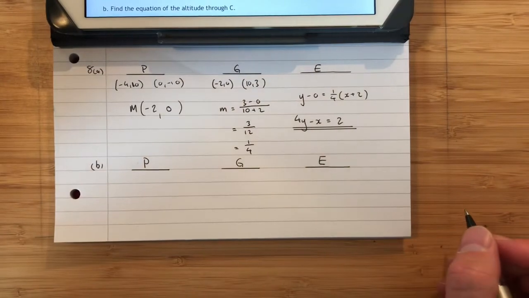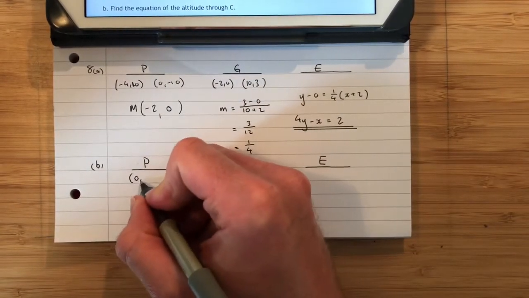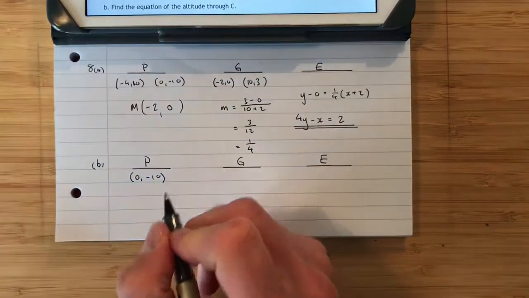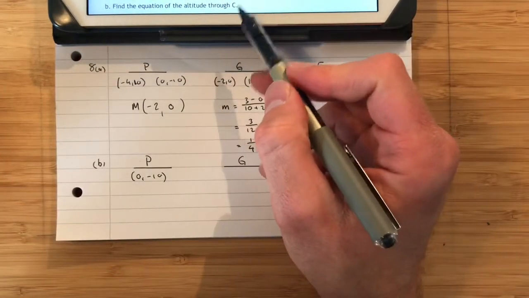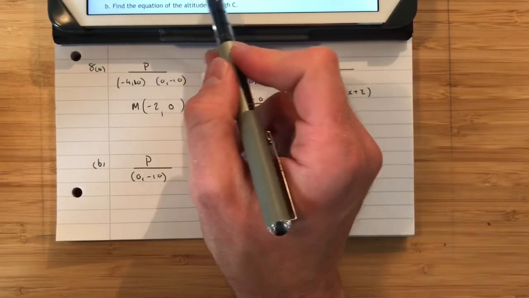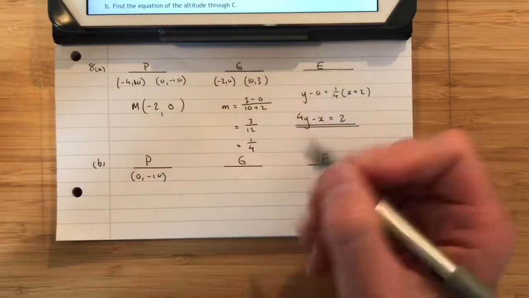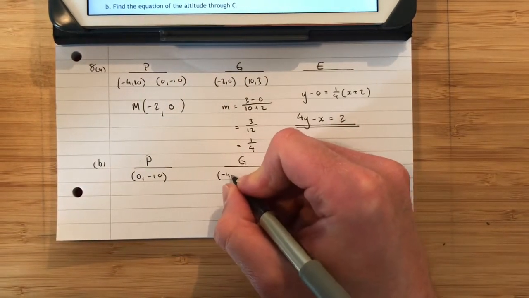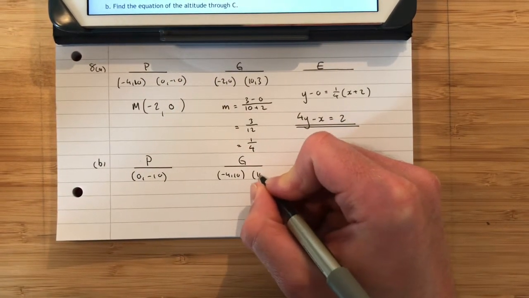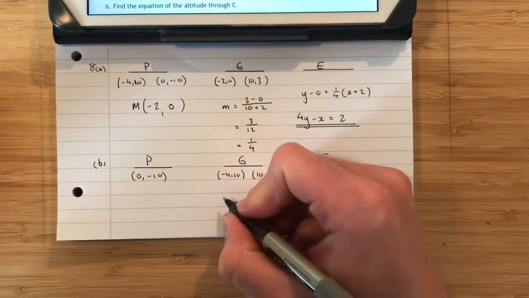Altitude through C. Okay, well, if it's altitude through C, I just use C. Excuse me. The altitude is perpendicular to the opposite side. So I'll find the gradient between A and B. So it's -4, 10 and 10, 3. I'll find the gradient between those two and then I'll flip it.